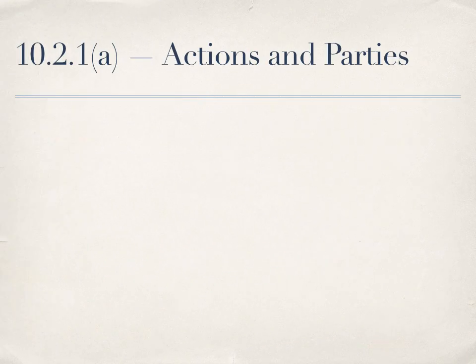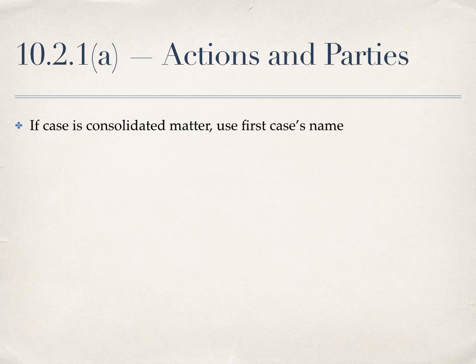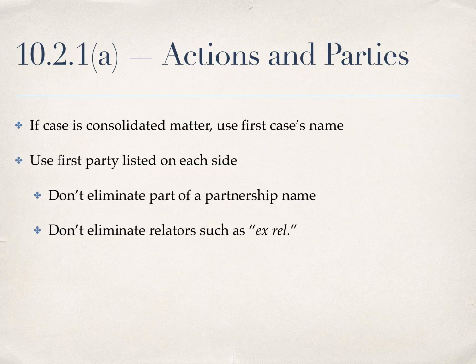Rule 10.2.1a applies to actions and parties. Several of these rules will be a review, as we've already discussed some of these in passing. First, if a case is a consolidated matter, that is to say, two or more different cases that have been combined on appeal, you should use the first case name. Also remember that you should only use the first party listed on each side. Don't eliminate part of a partnership name, and don't eliminate relators such as ex rel. We're going to discuss relators more in just a few minutes.